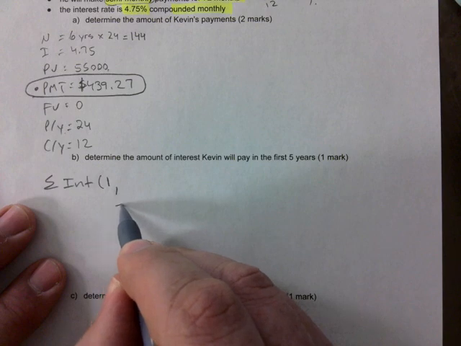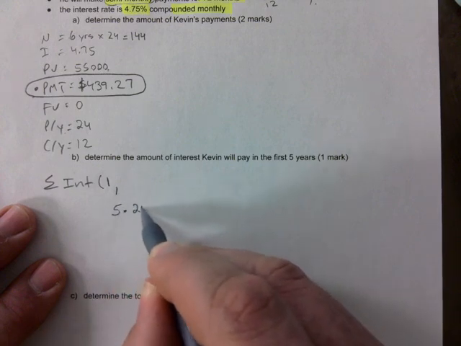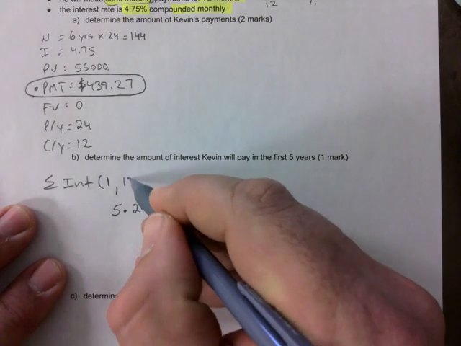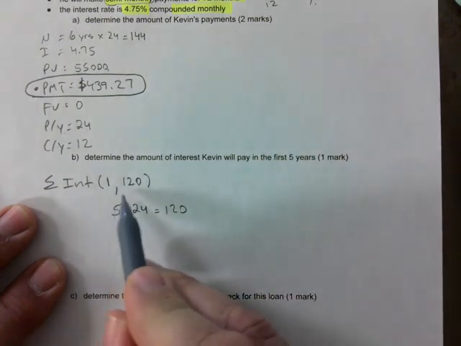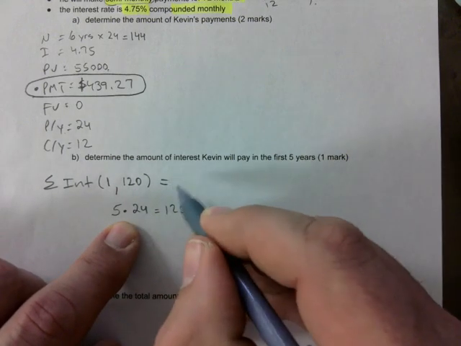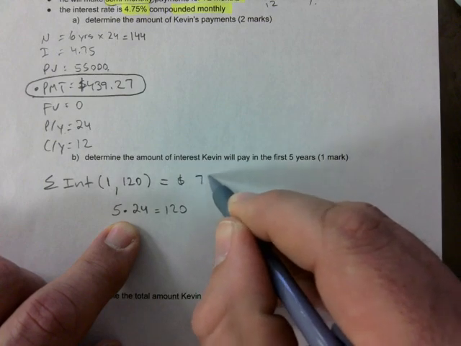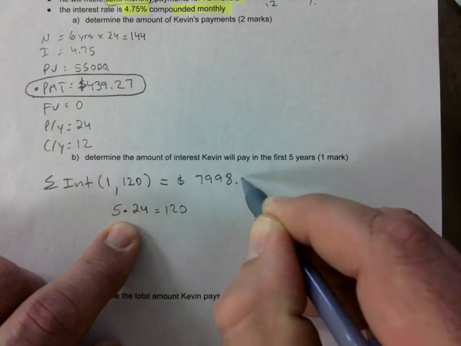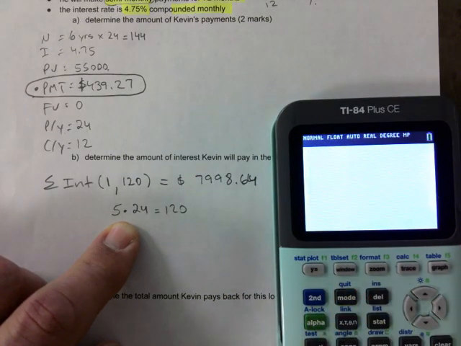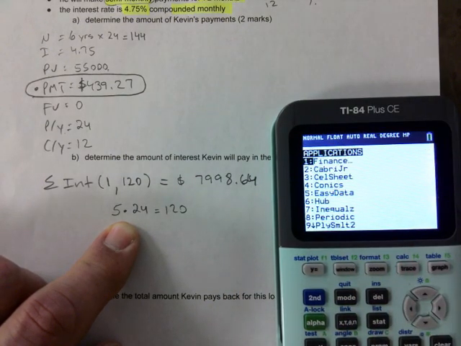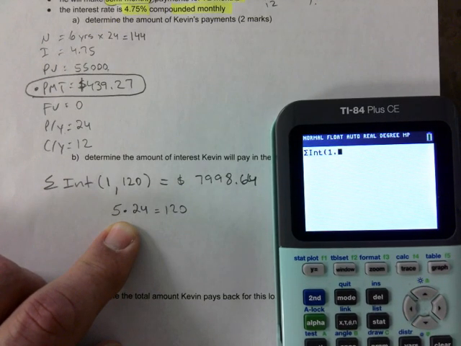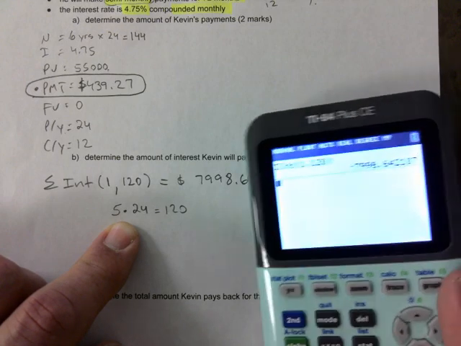Before you go ahead and do that, I will go 5 times 24, which is 120. That is what should go in here. 120 payments go by after 5 years. And so that amounts to 7998.64. So you quit your screen here. It has to be solved. And then you just go and find sum of interest. Like so. Okay. So there it is.